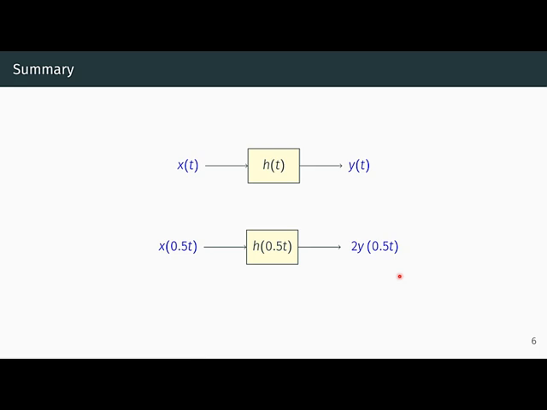So in this video, what did we learn? We learned how to use the time scaling and convolution properties of the Fourier transform to solve a problem involving LTI systems.